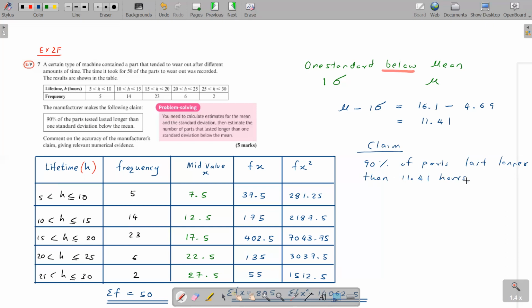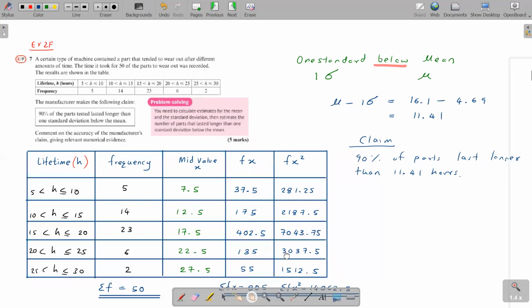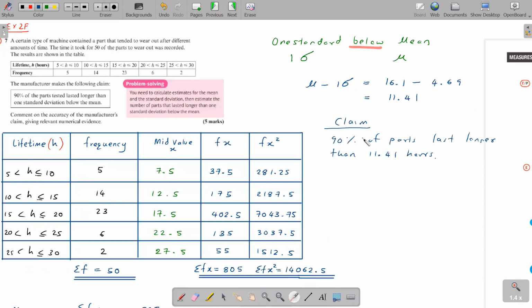So how do you do this? How do we check on this? Obviously, what do we do? So what you have to do here? 90% of the parts, isn't it? So what you could do here is you can actually find the 90th percentile. 90th percentile means it covers 90% of the data. And you can check whether the 90th percentile covers 11.41 hours. Okay, if the 90th percentile is below 11.41, then you can understand that what the manufacturer says is wrong, isn't it?